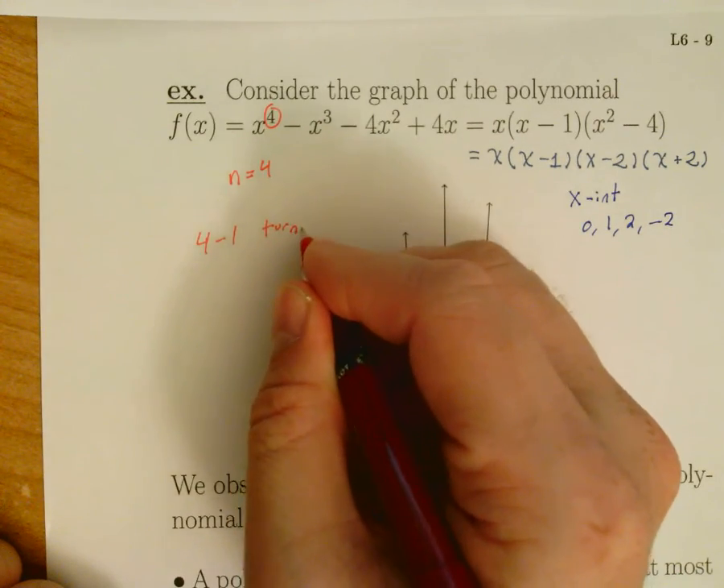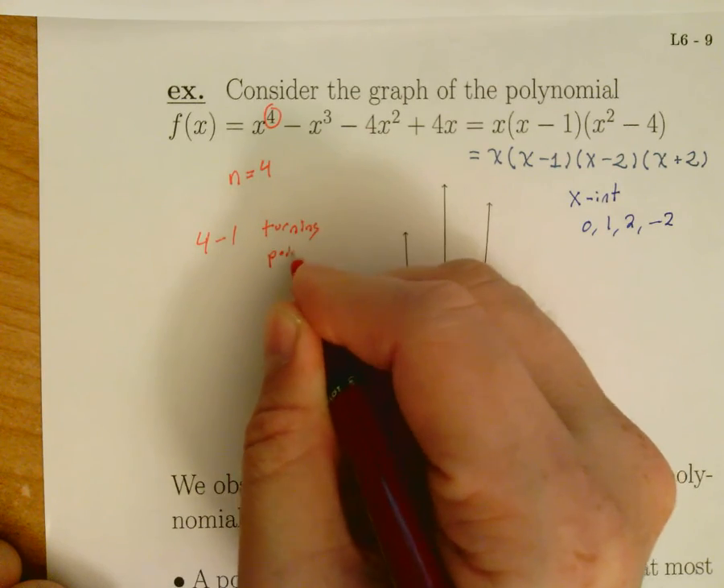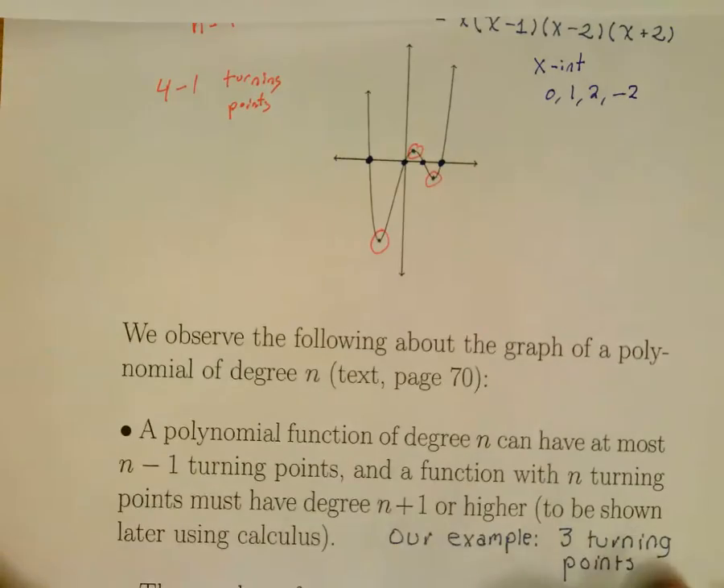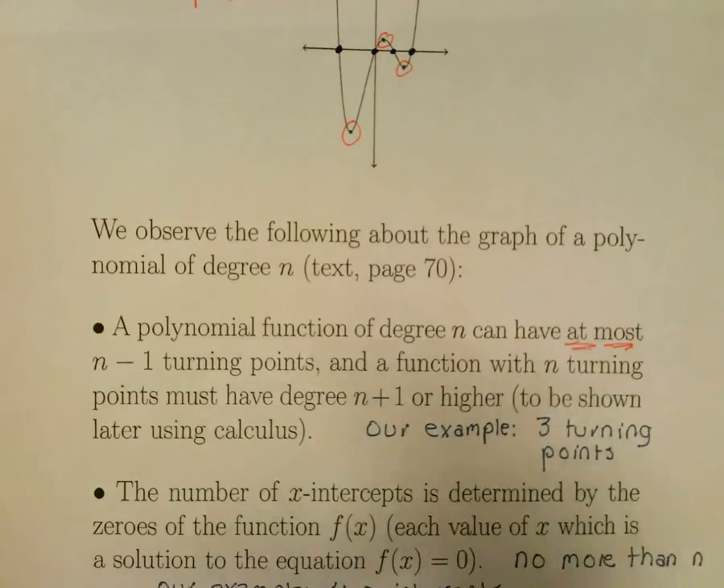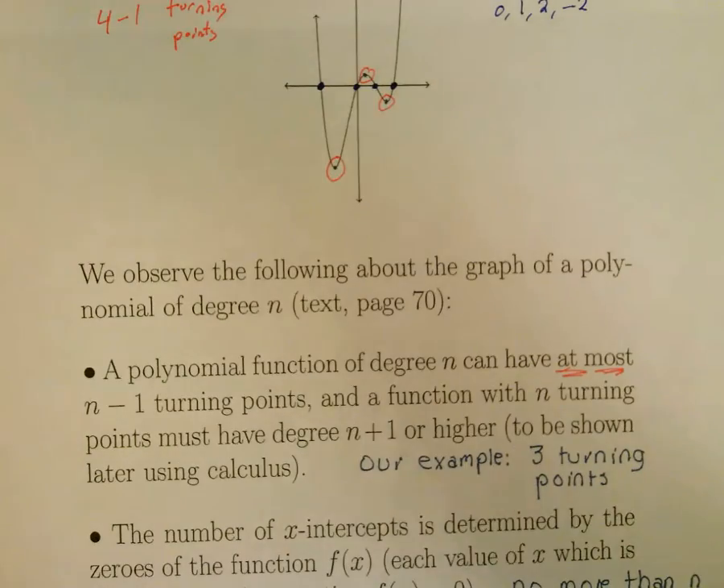Could have less, actually. It just has at most. That's the key word in the actual definition here. Has at most. It can't have any more than that. Could have less, but it can never have more. We'll use calculus to figure out what these points are exactly.